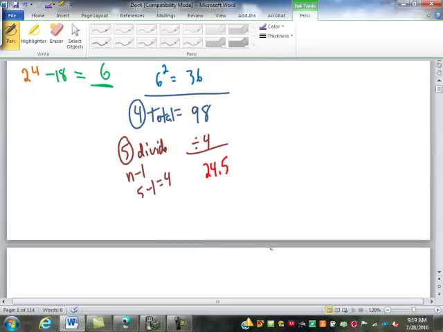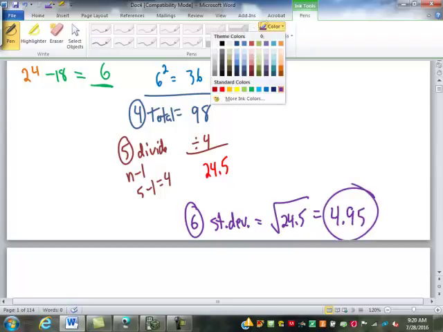So what do we have to do to find the standard deviation yet? Square root. Very good. Square root of 24.5 is 4.9, what? 4.91? 4.95? Okay.